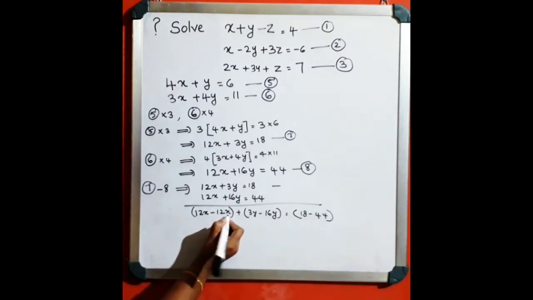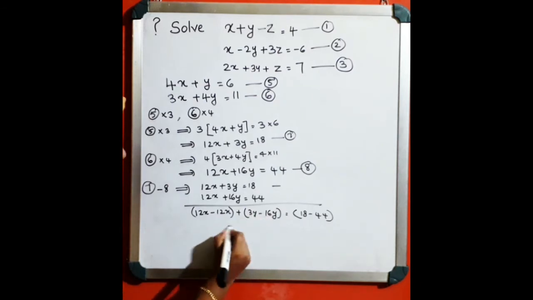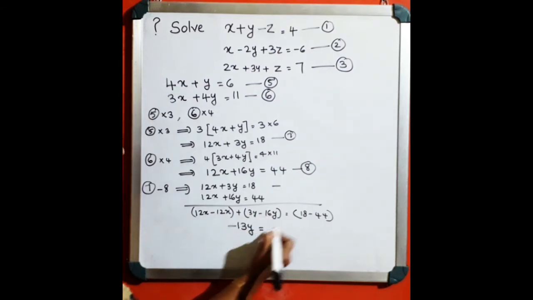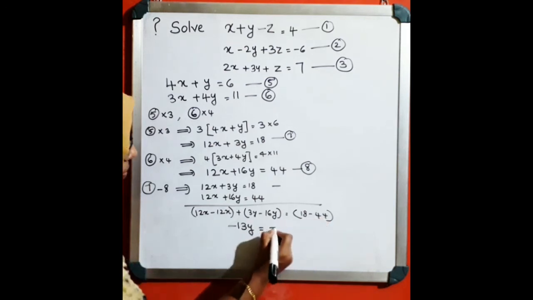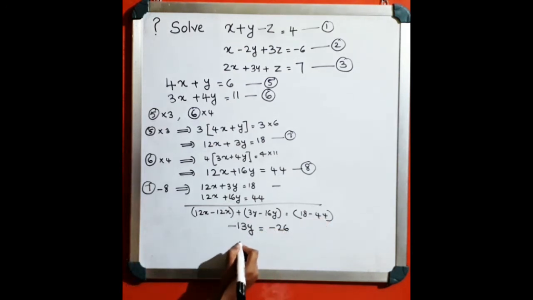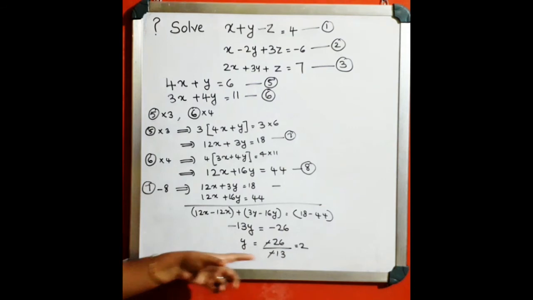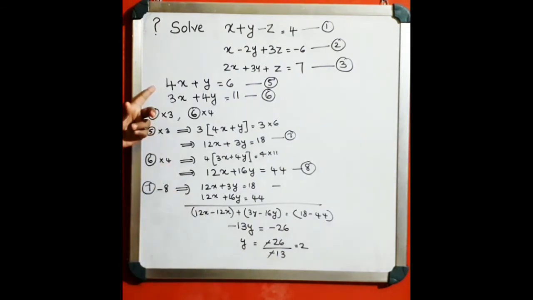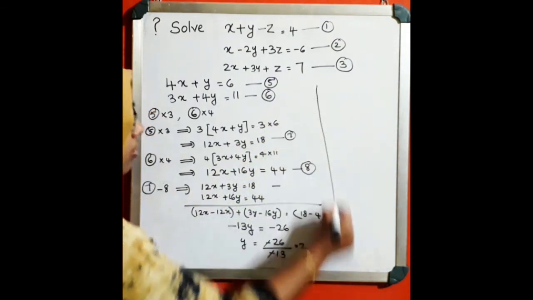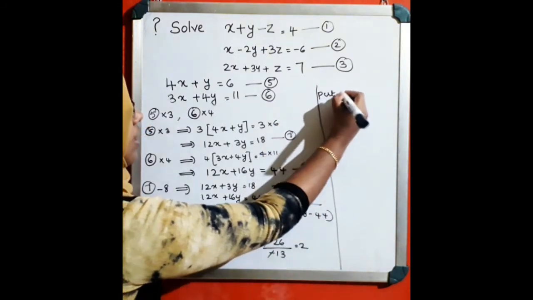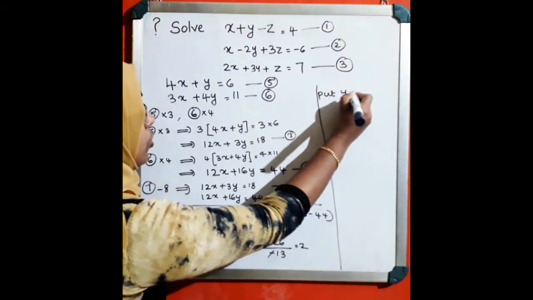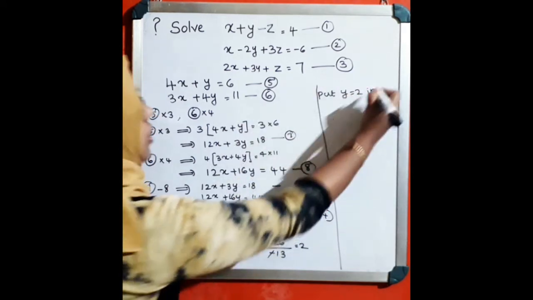12x minus 12x is 0 and 3y minus 16y is minus 13y is equal to 18 minus 44 is minus 26. And y is minus 26 divided by minus 13. Negative negative get cancelled and 26 by 13 is 2. And substitute the value of 2 in any of the equation. That is, put y is equal to 2 in equation number 5.